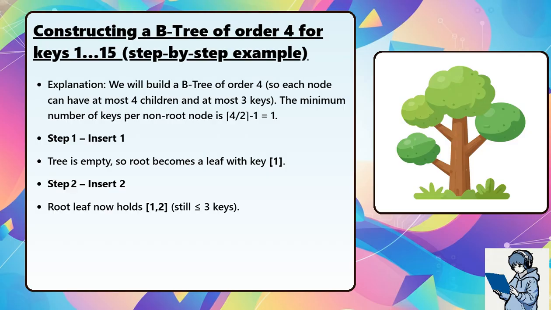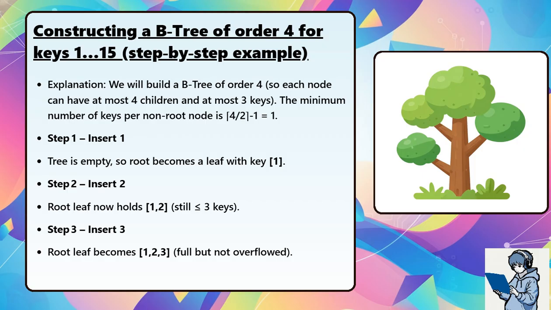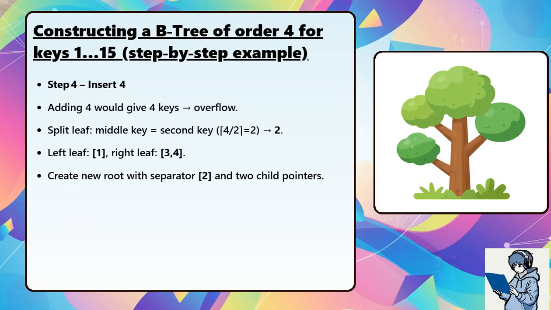The root leaf now holds 1, 2, and this is still less than or equal to 3 keys. Step 3. Insert 3. The root leaf becomes 1, 2, 3, which is full but not overflowed. Step 4. Insert 4. Adding 4 would give 4 keys, causing an overflow. Split the leaf. The middle key is the second key, which is 2.